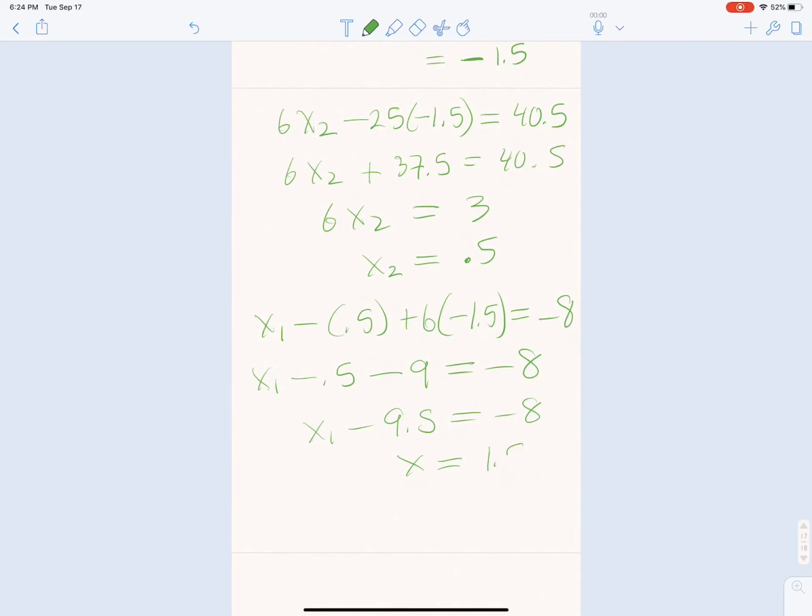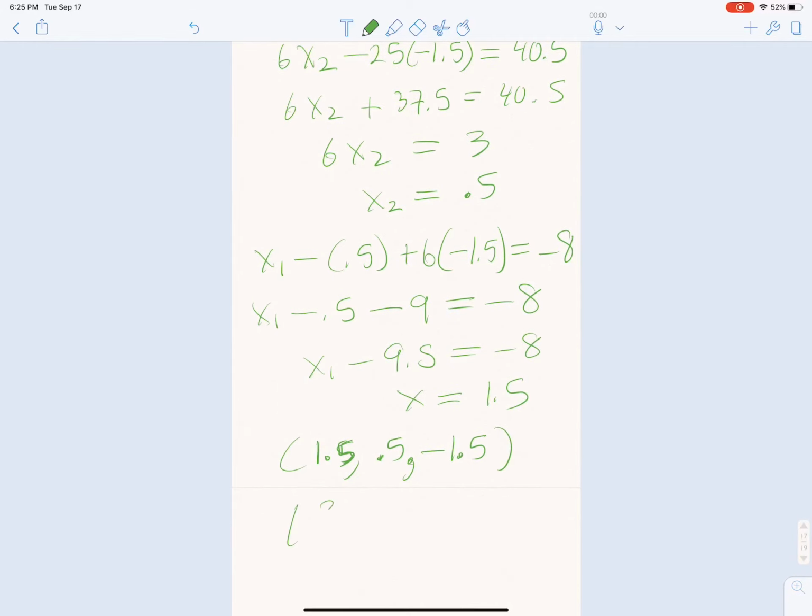1.5. So then our final answer: 1.5, 0.5, -1.5. Or fractionally, it would be 3/2, 1/2, -3/2. So there you go. That's what they got. And that's it.